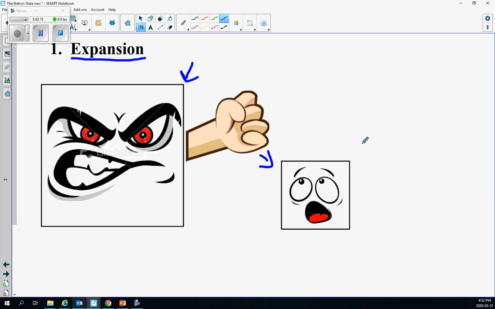And what always happens is when you expand, you've got to take territory away from somebody else. And that can lead and does lead to conflict and war, World War I, World War II, and so on.